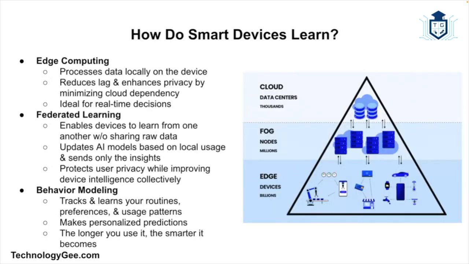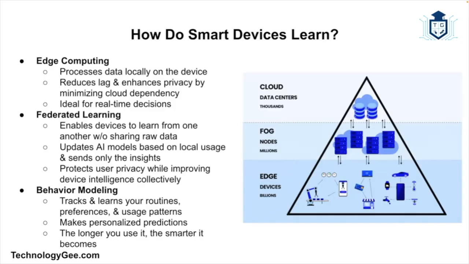So when it comes to smart devices, exactly how do they learn? Well, AI and smart devices are often powered by edge computing, and this is processing data directly on the device instead of sending it to the cloud. There's also what's called federated learning. This is sharing learning across devices while keeping your data private.